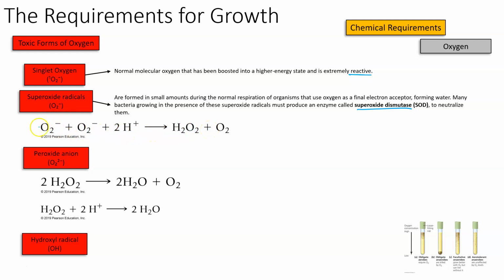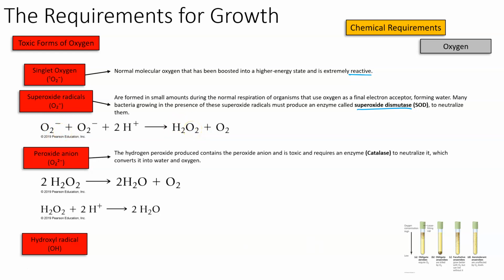These superoxide radicals are neutralized to form hydrogen peroxide, which we'll talk about in a minute as well. The hydrogen peroxide produced contains the peroxide anion and is toxic and requires an enzyme called catalase in order to neutralize it, which converts it into water and oxygen, which is just your natural non-toxic oxygen. So once these superoxide radicals are broken down, it produces hydrogen peroxide, which includes the peroxide anion, which has to be broken down further using an enzyme called catalase.